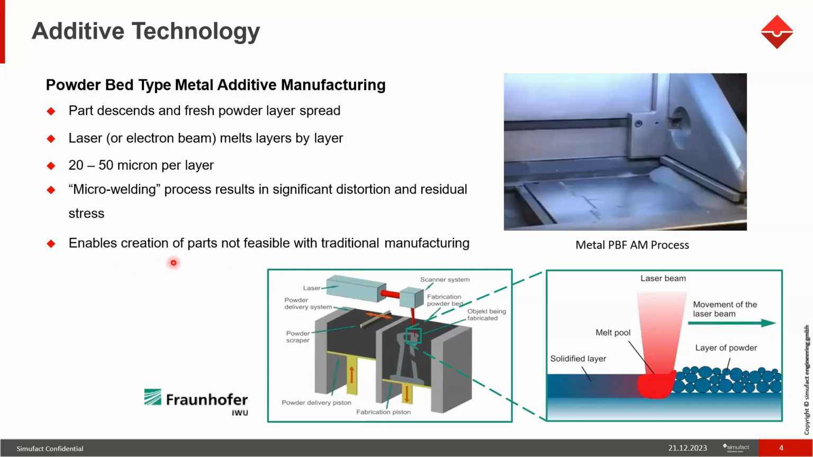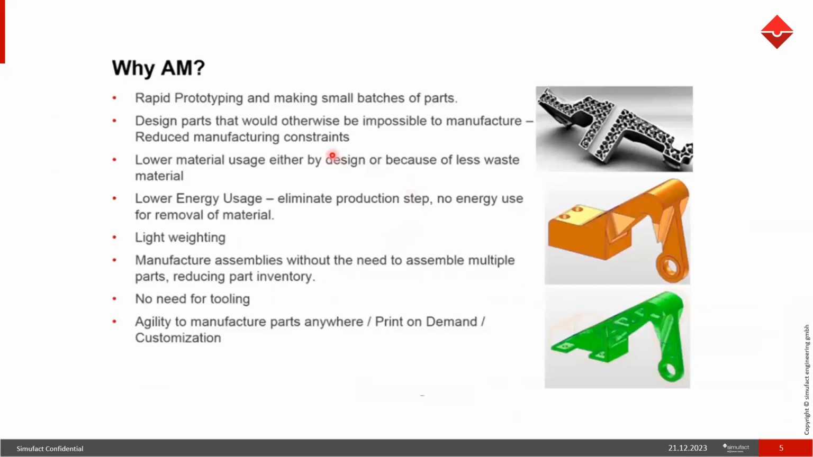So this enables the creation of parts that are not feasible with traditional manufacturing. So that is one advantage of using additive manufacturing and why it is becoming prevalent in the manufacturing industry. So here you can see additive manufacturing is also called rapid prototyping, and making small batches of parts. So we can see parts like these, with lattice structures, which cannot be manufactured using conventional methods, but can be manufactured using additive manufacturing.